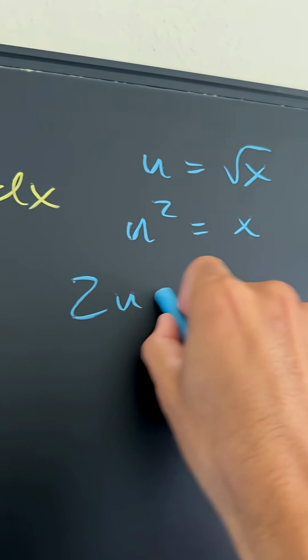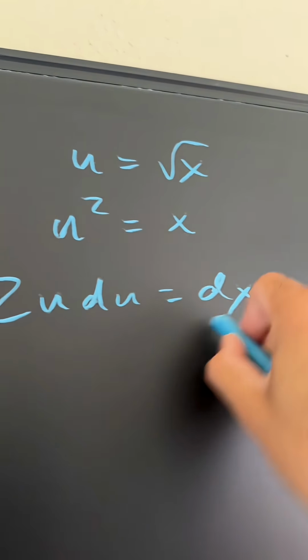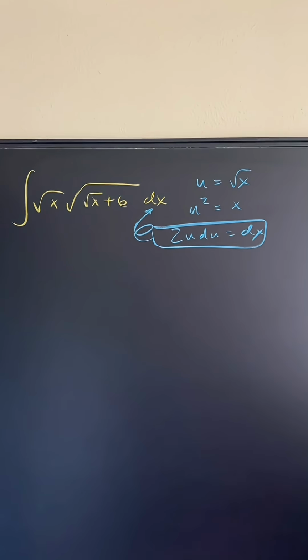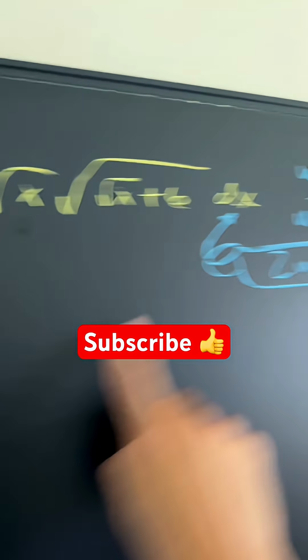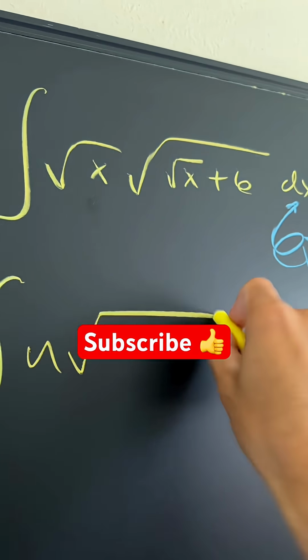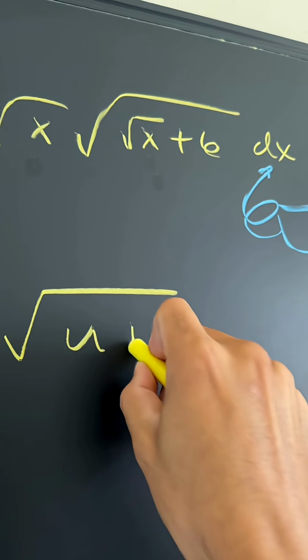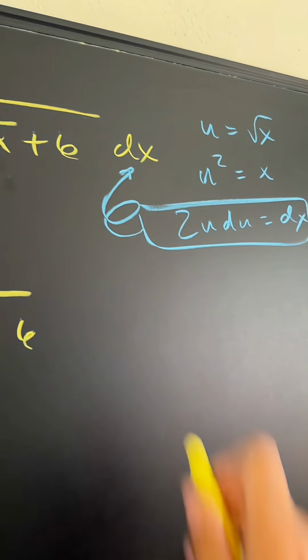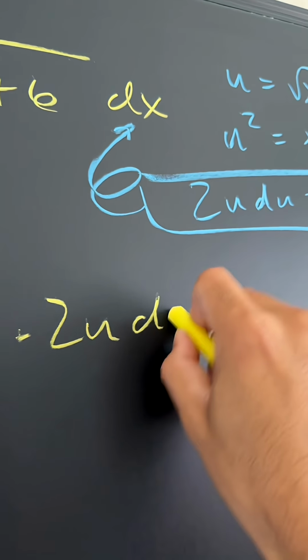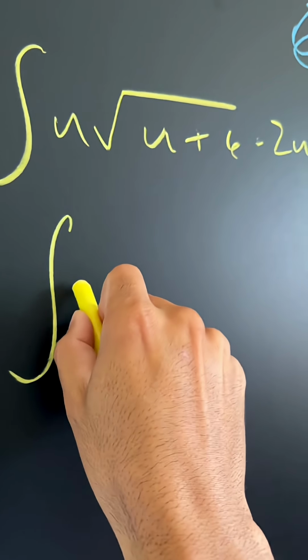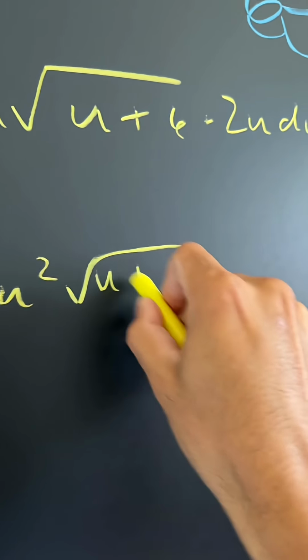We have 2u du is equal to our dx, and this is perfect because that's exactly what we're gonna use for that. I have the integral of the square root of x. I have u, and then I still have the square root of x plus 6, which is gonna be u plus 6, times our differential, which is gonna be 2u du. First, let's go ahead and bring the 2 on the outside. So we have 2, and then we're gonna have u times the square root of u plus 6.